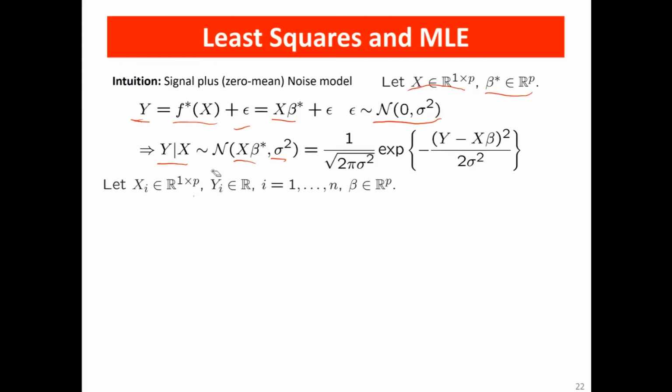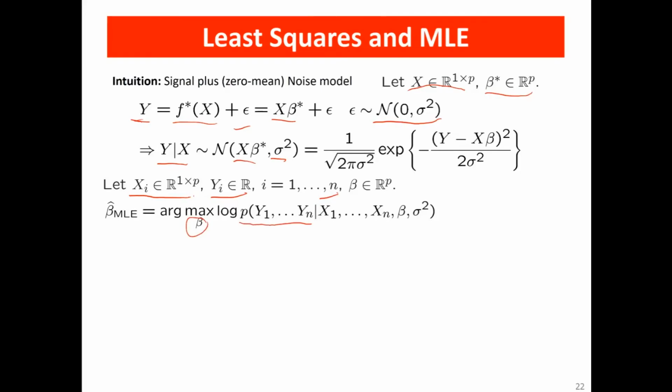Now let our training set consist of n input-output pairs where the inputs are p-dimensional row vectors and the outputs are just real numbers. The maximum likelihood estimation is to find that beta that maximizes the probability of y1 and so on yn given x1, xn and the parameters beta and sigma squared. If I want to maximize this density in beta, that beta that maximizes the density is exactly at the same location where that beta is that maximizes the log of this density, because the log is a monotonically increasing function.